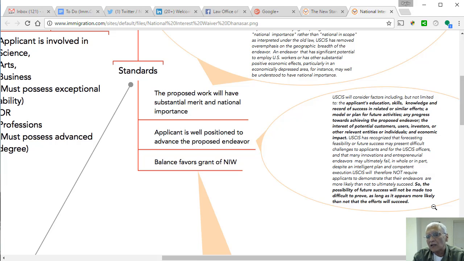So again, going back to well positioned to advance the endeavor, they said we are going to look at your resume, we are going to look at your plans. So we are going to look at your past, present, and future and see how you can help this work that you're planning to do. Okay?